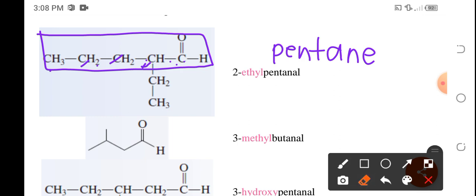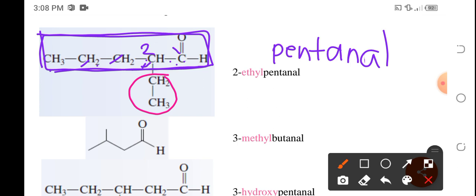But as a rule, we are going to drop the E and we have to add Al. So therefore, this is pentanal. We have to number this at the end near to the carbonyl group, so that this would be carbon number 1 and that would be carbon number 2. What is not included in the name pentanal is this substituent. So hindi siya kasama sa pentanal. So kailangan nating pangalanan yan.